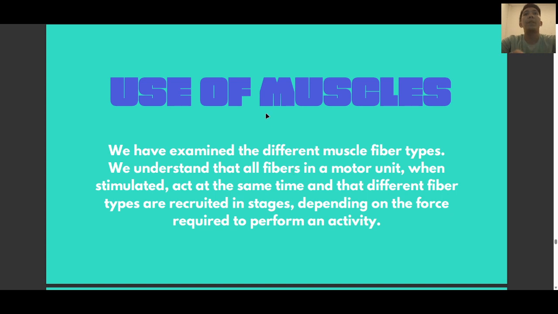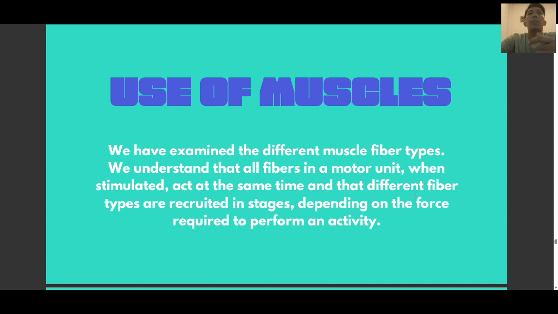So we have examined the different muscle fiber types, and we understand that all fibers in a motor unit, when stimulated, can act at the same time, and that different fiber types are recruited in stages depending on the force required to perform the activity. So I would like to move back to the whole muscle level, now that we know the process and functions of the muscle, turning our attention to how the muscles work to produce movement.